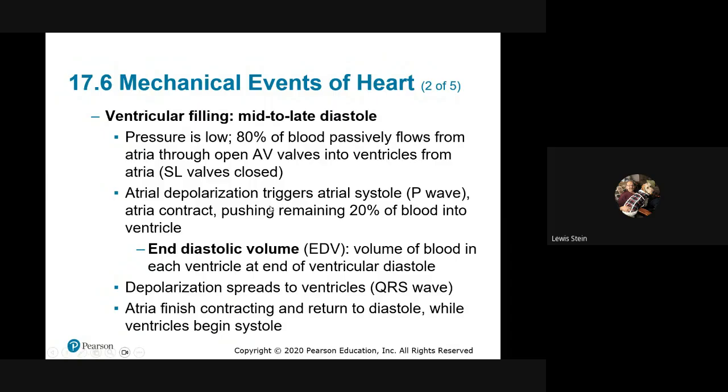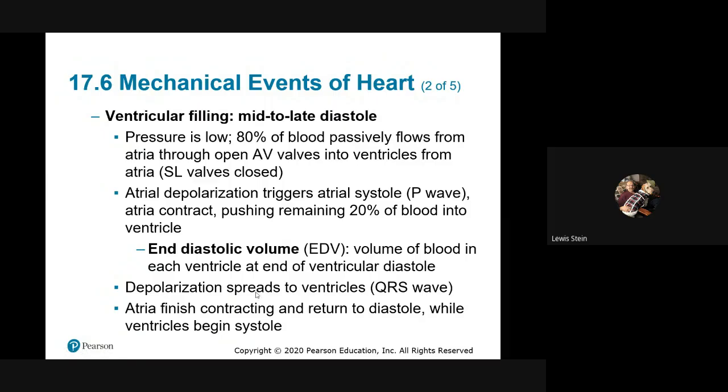At atrial depolarization, that P wave that you saw is the electrical signal to start the atria contracting. Intentionally, we take our time and make sure that we top off the tank, as I like to phrase it, with that last 20%. A whole 24 milliliters in each chamber. And at that point, we have what's called the end diastolic volume, the blood in each ventricle at the end of that phase.